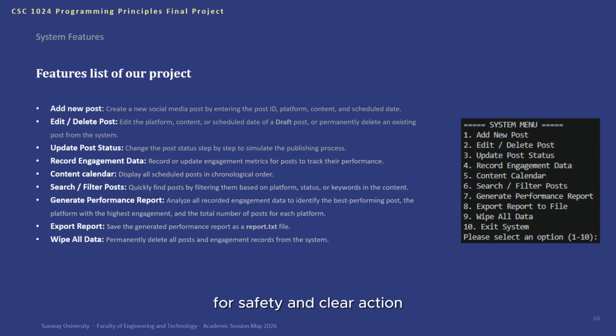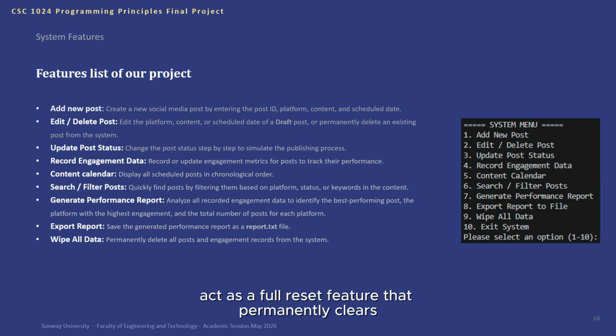For safety and clear action, option 9, wipe off data. Add a full reset feature that permanently clears all saved posts and results after asking a safety check. Lastly, option 10, exit system. Safely stop the Python program, completing a practical and easy-to-use tool.